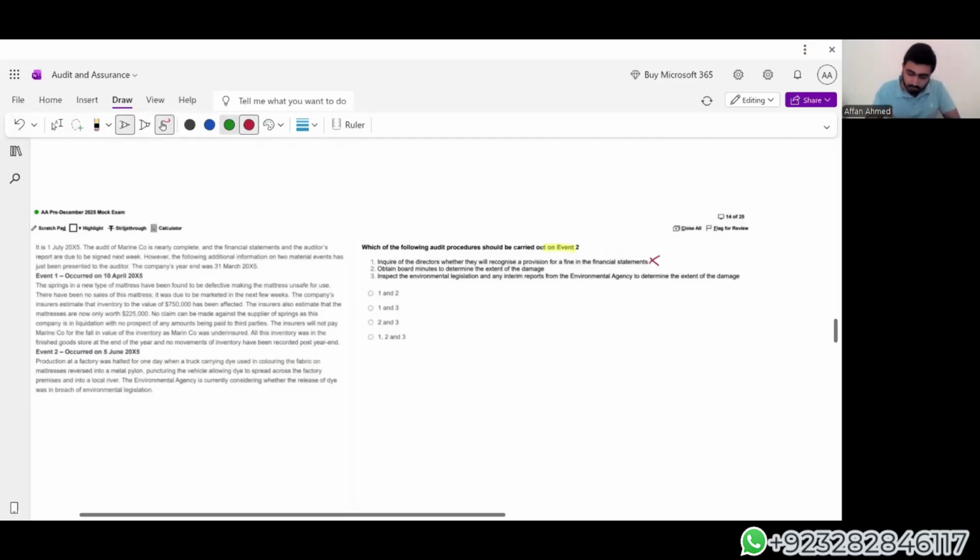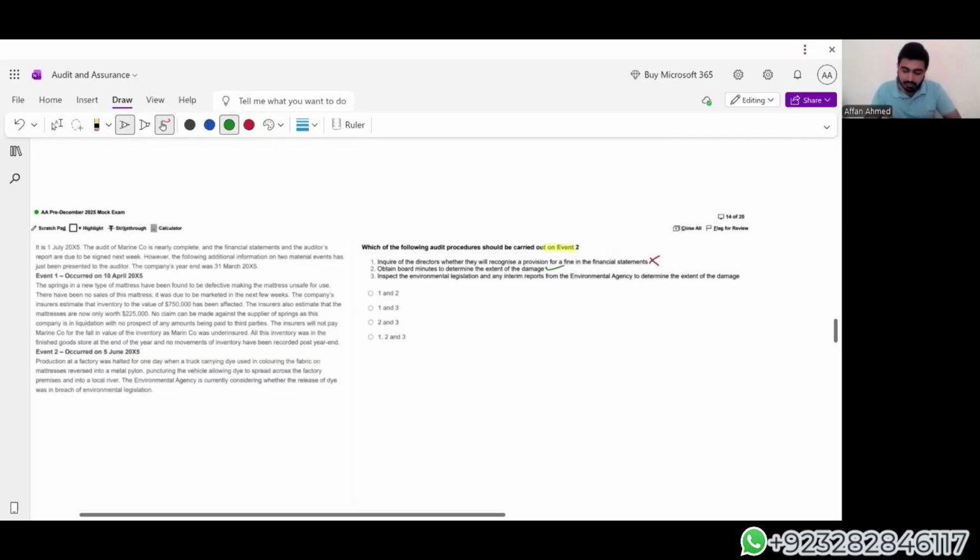Now number two, obtain board minutes to determine the extent of damage. Yes, we can do that. We can discuss what is the extent of damage that we have caused to the river and towards our company as well. So we will discuss that obviously. But we cannot record a provision obviously because we don't have the estimated numbers.